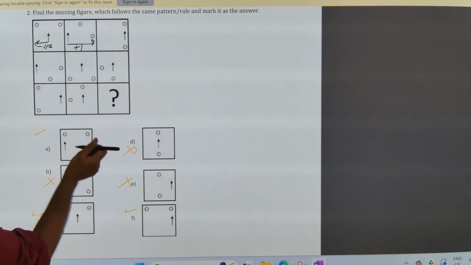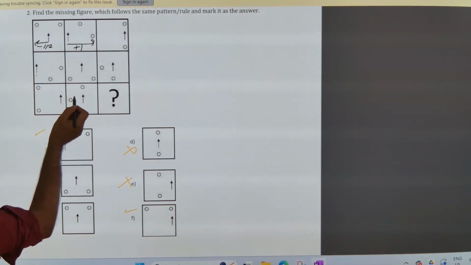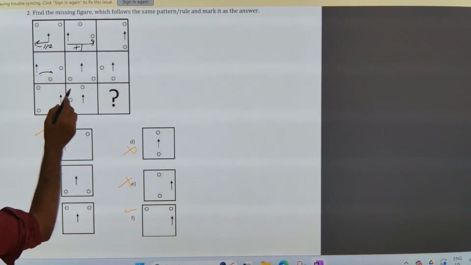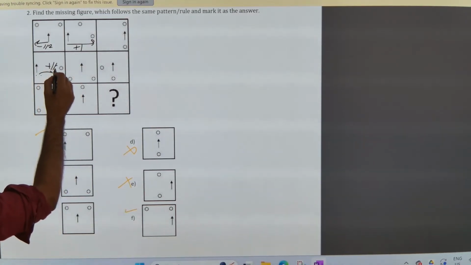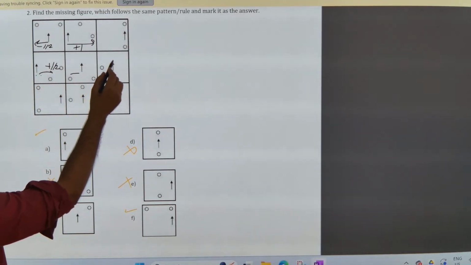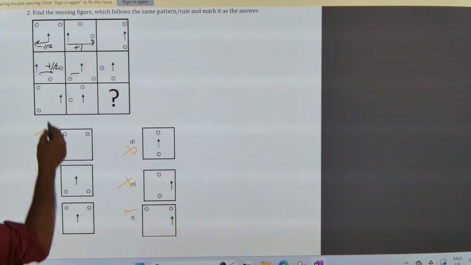So now we can say this arrow goes half step towards right. So plus half, and then half, then it is there where it was, right? So it does not make sense.